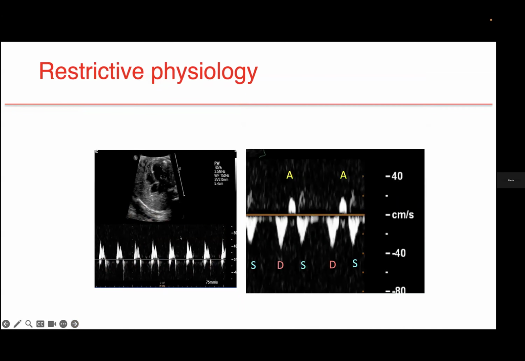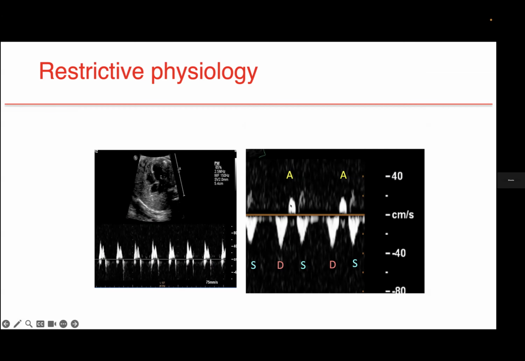But what happened to this baby later on? So this is how important it is to have longitudinal scans and to understand the physiology. This baby, because of high airway pressure and mitral regurgitation, which led to diastolic dysfunction, had closure of the foramen ovale. The foramen ovale got restricted. There was presence of mitral regurgitation.